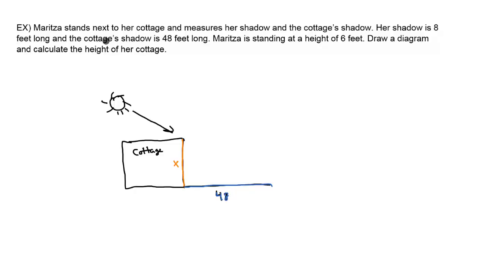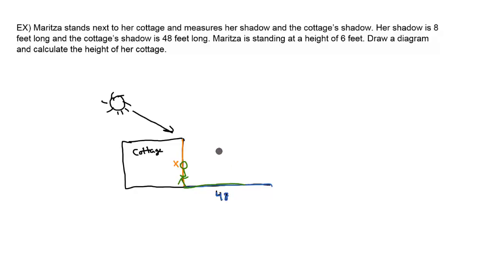Now it also says that Maritza is standing next to her cottage. So let's just put her, I don't know, right here, right? This is going to be Maritza. That's a really bad stick figure, but that's Maritza. And she's got a shadow as well. So assuming the sun is shining down, she's going to have a shadow that goes out as well. And let's run it out to there.